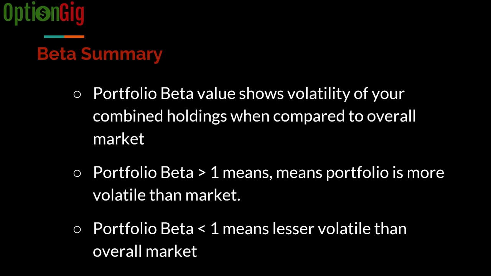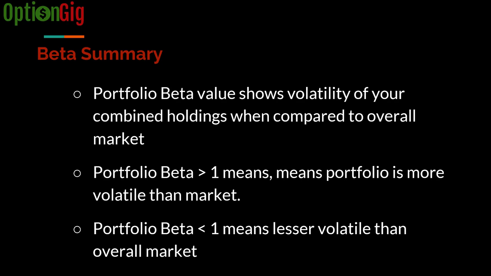Portfolio beta less than 1 means that it is less volatile than the overall market, right? So just understand this concept, and the summary is that beta indicates the volatility of your portfolio as compared to the overall market. The higher the beta, the more volatile the portfolio is. The lower the beta, the less volatile the portfolio is.